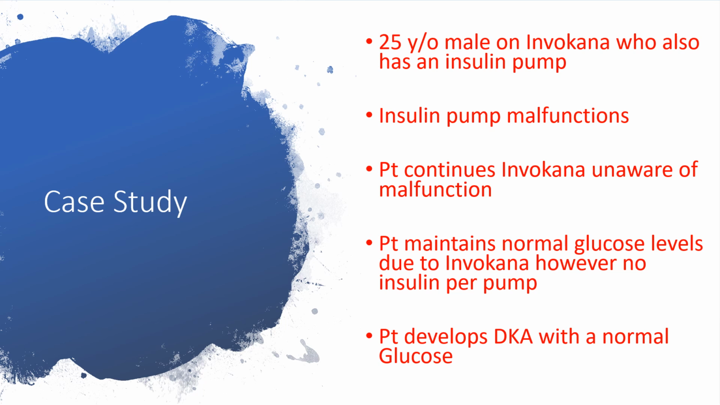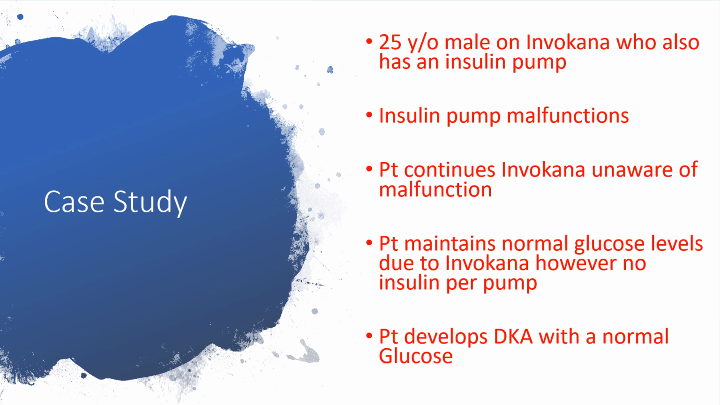Now, I know an insulin pump is supposed to alert the user or the patient when there's a malfunction, but sometimes our patients are not educated enough on the device, or they've never had a malfunction, so it's a low index of suspicion for them, or maybe they don't investigate it. We know how our patients are sometimes. So the patient continues their Invokana, unaware or unconcerned with the malfunction, or they don't investigate it, whatever the case may be. So the Invokana maintains their glucose levels at a normal level.